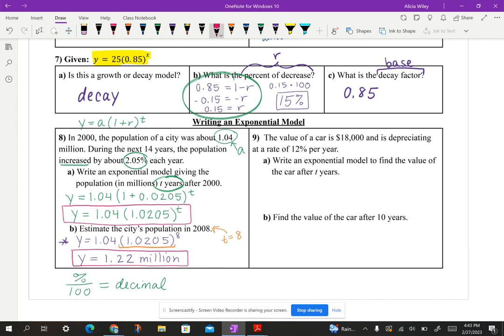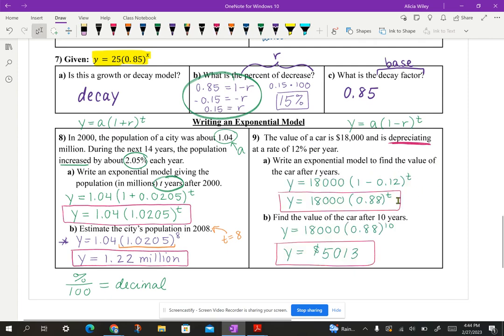So you can go ahead and take a look at number 9. What I'll remind you of with the word depreciating. Depreciating means to go down. So for this one, before you get started on it, make sure you do decay. So go ahead and pause the video and try number 9 on your own.